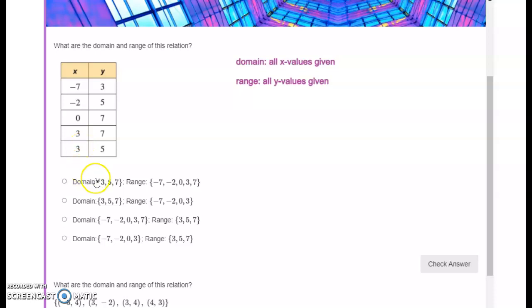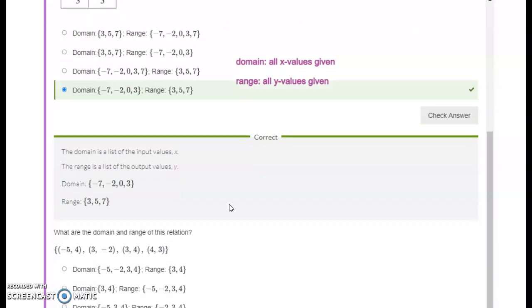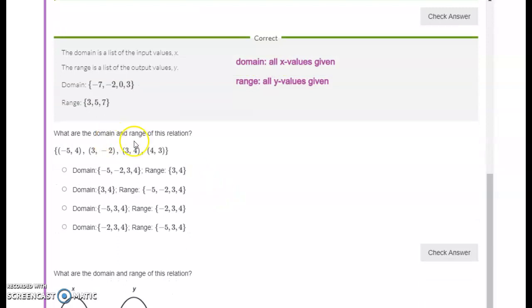And so when I look through these options here, it's not going to be one of the first two, and I don't think it's the third one because that includes the number 7. It's probably going to be the last one here, but let's just double check with this 3, 5, 7 as the range. We do have 3, 5, 7, and it's not repeating the 5 and the 7 again, so I think that's going to be our correct answer right there.